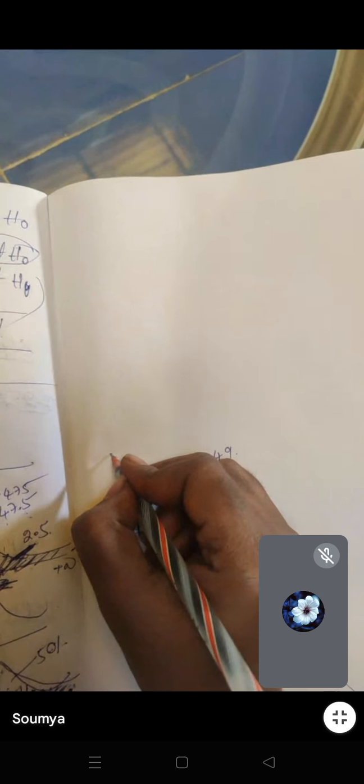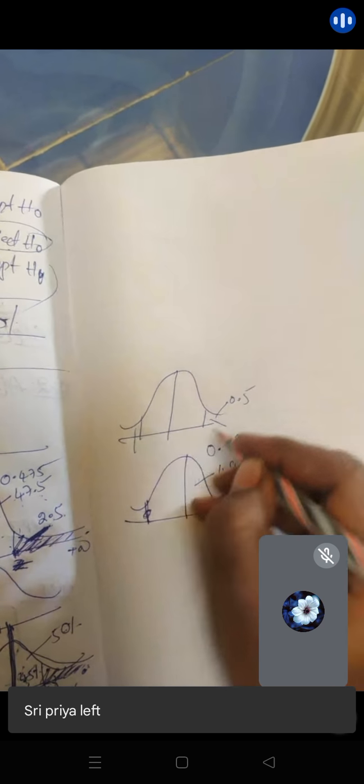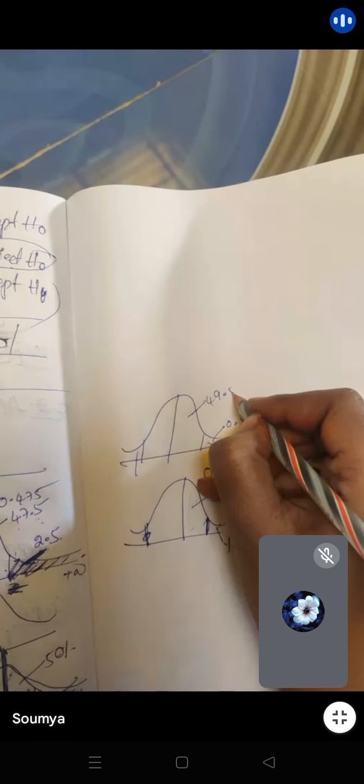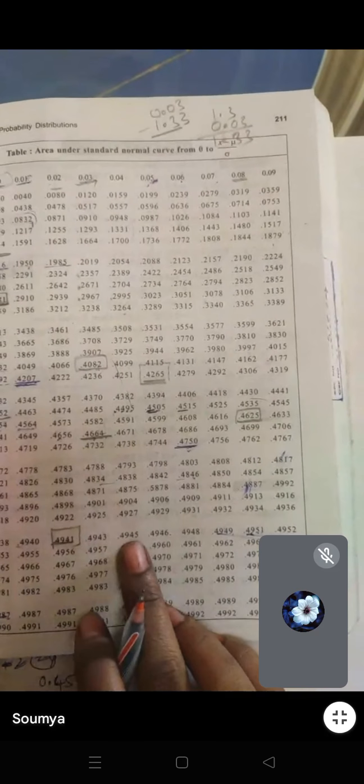For two tail, and it will be minus. For two tail, 1% means 0.5, right? Yes, ma'am. 49.5, meaning 0.495. Now tell me what is the value of Z? Where is 495? Okay, 4946, 4951. 2.5 and here we have 8. So that is 2.58.